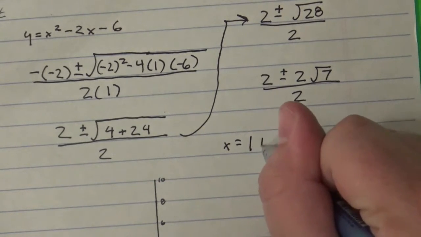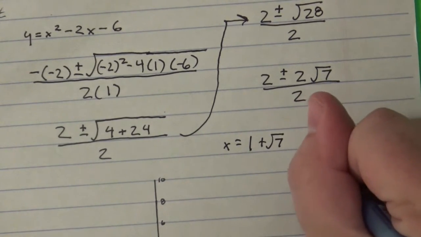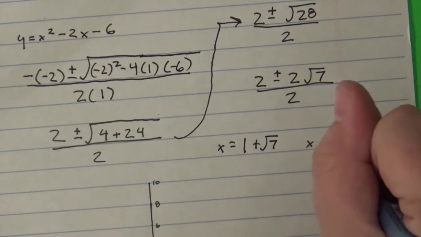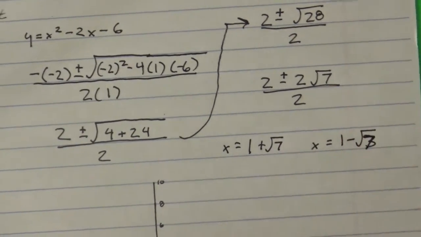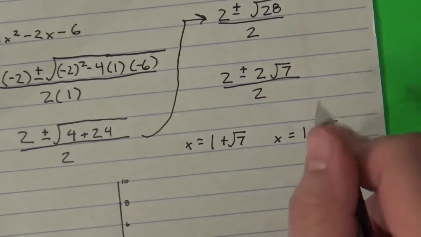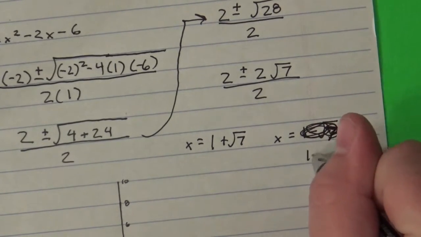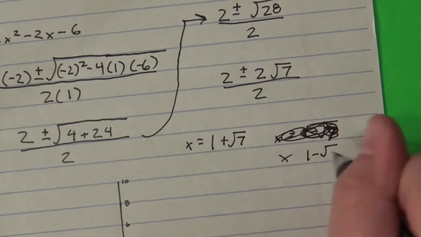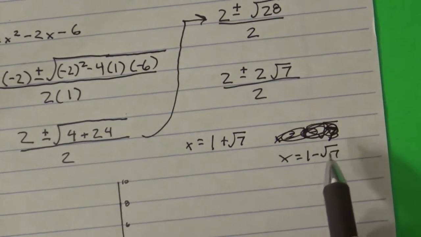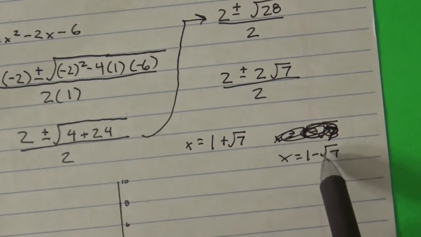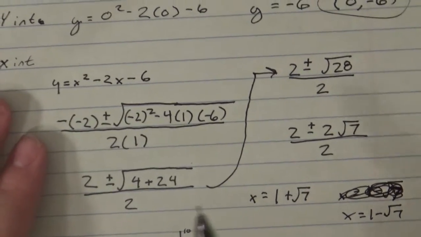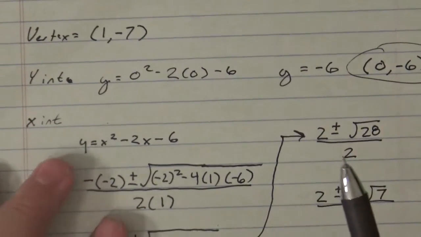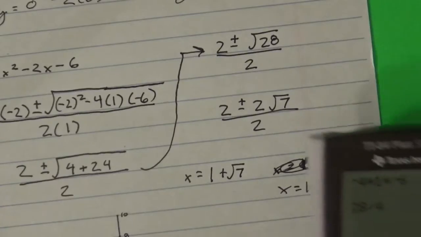x can be equal to 1 plus the square root of 7, and x can be equal to 1 minus the square root of 7. Not 3, 7. Let me rewrite this: 1 minus the square root of 7. Okay? So before we do anything else, we need to double check these in our equation and see if it works. If it works, it means that when we plug these numbers back in, our y should be 0. So let's go ahead and do that.